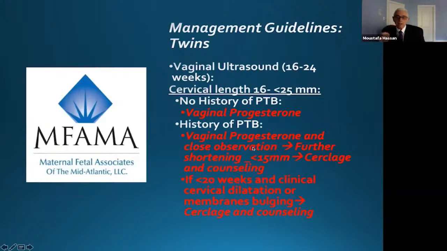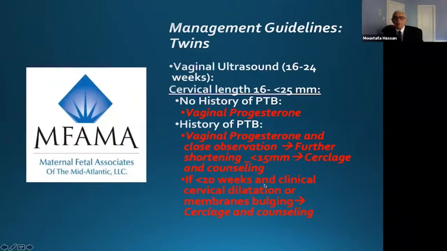And my reasoning here is logical: twins have a higher incidence of preterm birth in comparison to singletons, 9 times more, and now I'm using a worse number for twins. For me, I cannot digest it. But I'm just giving you what the literature is saying. So if you want, yes, close observation until you get to 15 millimeters and do a cerclage.